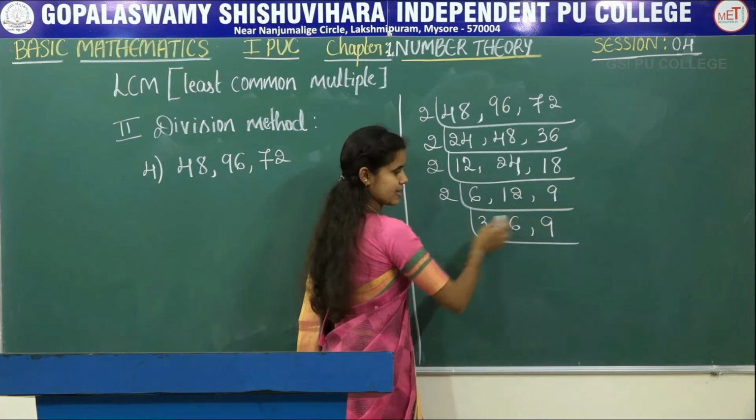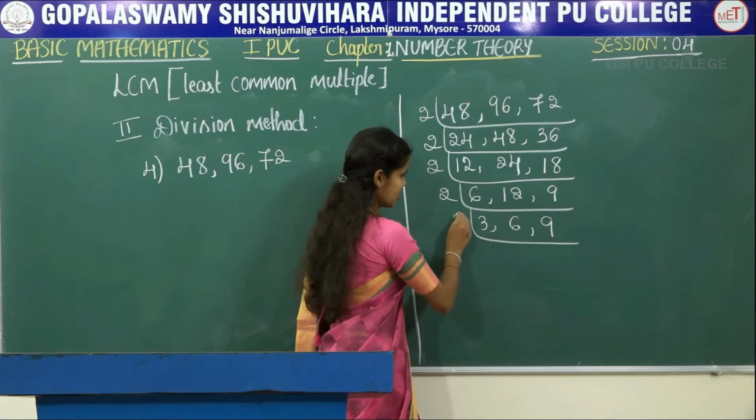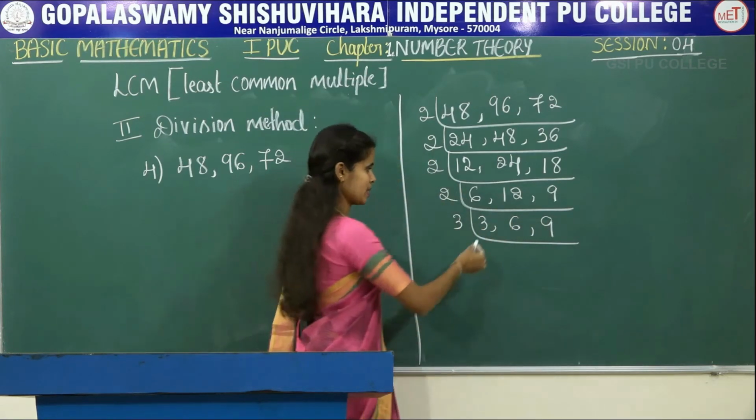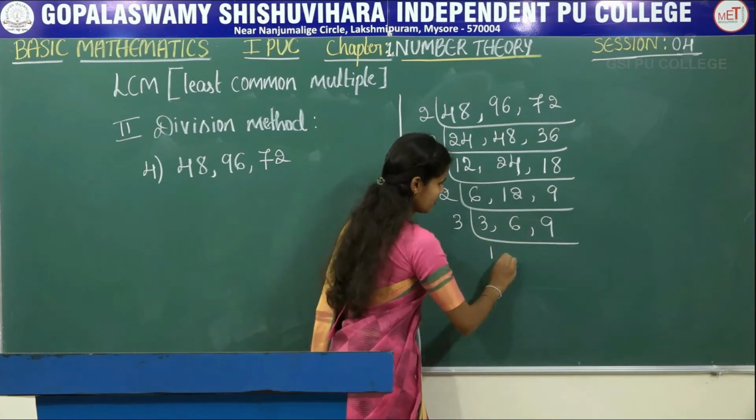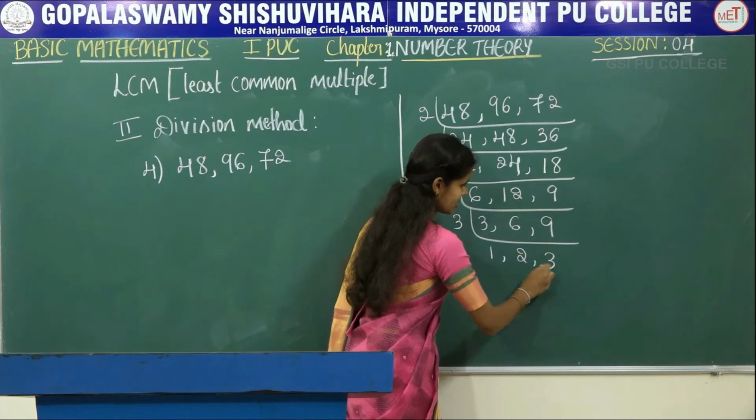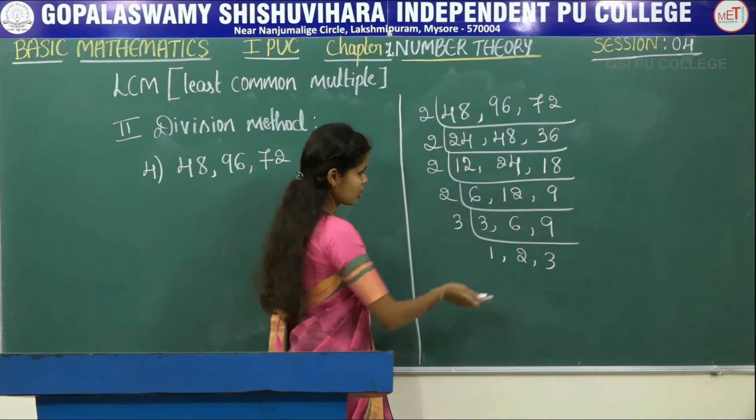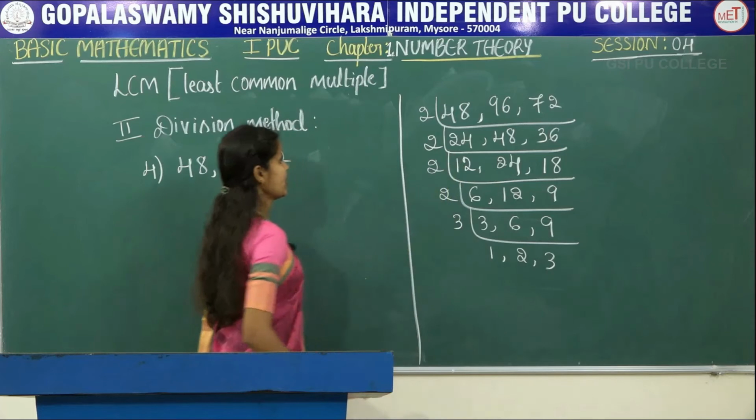Next 3, 6, 9, so consider the next number, 3. Because 3, 6, 9 are divisible by 3, consider prime number 3. 3 1s are 3, 3 2s are 6, 3 3s are 9. 2 and 3 are distinct primes. So stop here.